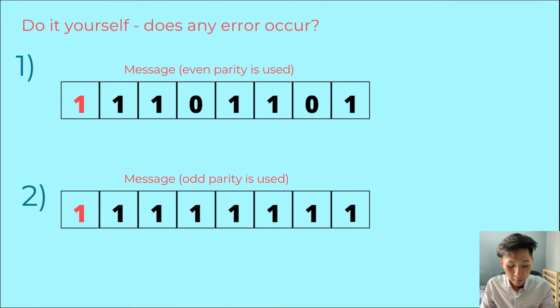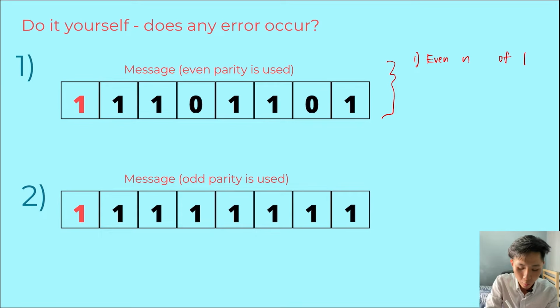Here are some questions. Let's determine whether the error has occurred. In this message, they said that even parity is used. And therefore, we should expect this byte to have an even number of 1s.